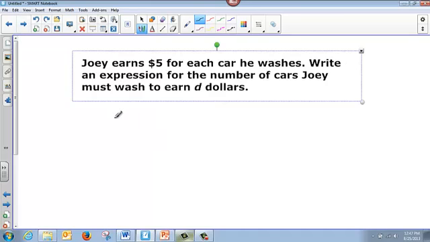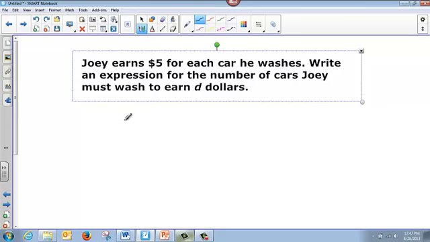Now Joey earns $5 for each car he washes. So we're going to write an expression for the number of cars Joey must wash to earn D dollars. I want you to pause the video right now and see if you can write the expression for the number of cars Joey must wash to earn D dollars.